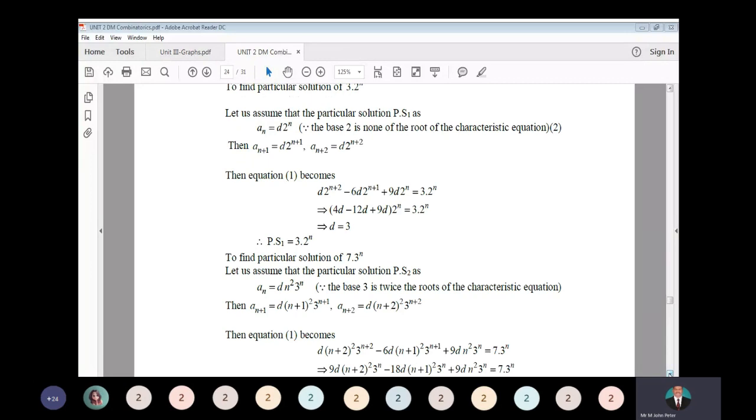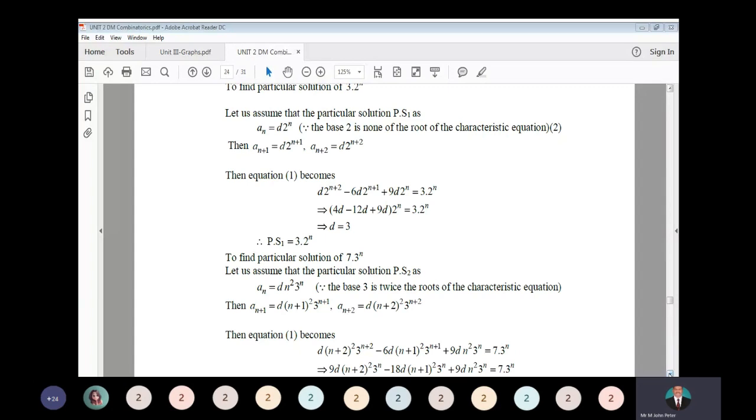On the right hand side we have two functions. First function solution we identified. Second function particular solution we have to identify. That is 7 into 3 power n. Characteristic root also 3. So how many times? It is repeated 2 times. So hence the assumed solution is a_n equal to d into n square 3 power n. Suppose the characteristic root and the base are the same with 3 times, then we can take it as n cube.